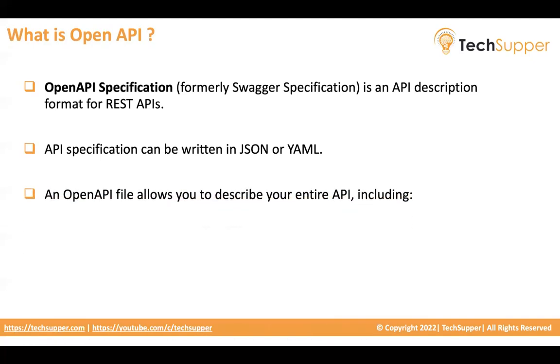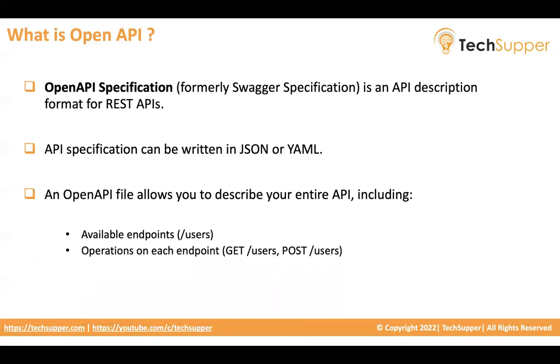So an Open API file, the file which you write, allows you to describe your entire API, which includes the available endpoints like slash users, slash order, slash data, slash invoices. Along with the available endpoints, every endpoint will have different operations. It can be a get, it can be a post, it can be a delete, it can be a put, it can be a patch. So it is like an array of your operations against each available endpoint. It will also tell you the server details where that API is hosted. So everything you describe in the Open API.